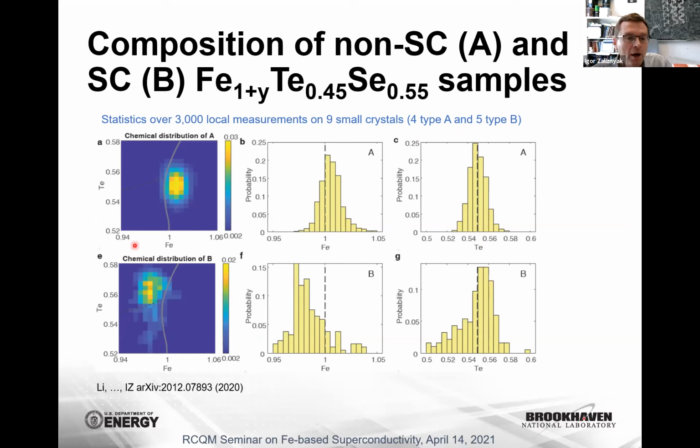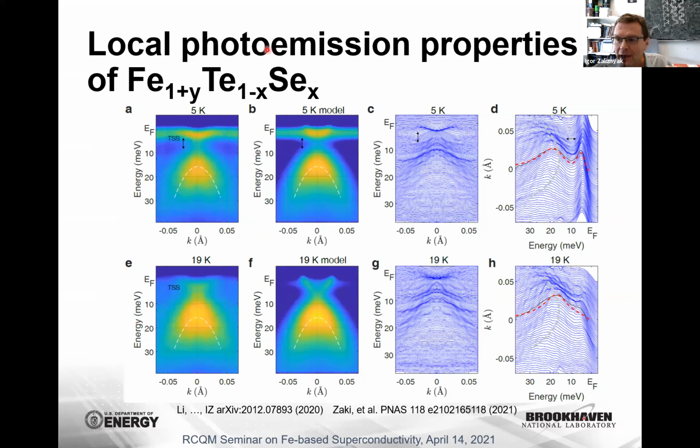And so if we plot the probability of encountering a certain composition in a sample as a function of iron on the x-axis and tellurium on the y-axis, then sample A, the non-superconducting one, lies here, and sample B, the superconducting one, lies here. And I will show what this line is. This is a line of transition, as we have determined, between the superconducting phase and the non-superconducting phase. Now, how do we determine this line? We determine this line by analyzing the ARPES spectra that were measured.